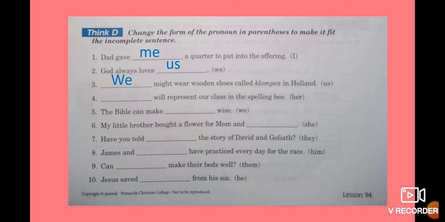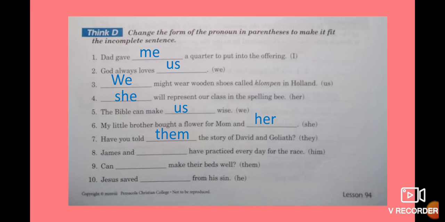Number 4, she will represent our class in the spelling bee. In that case is she, a subjective pronoun. Number 5, the Bible can make us wise. Okay, we have a verb, we need an objective pronoun. Number 6, my little brother bought a flower for mom and her. Okay, so this one is an objective pronoun. Number 7, have you told them? Okay, because we have an action verb, and remember, according to the rule, if you have an action verb you use an objective pronoun.